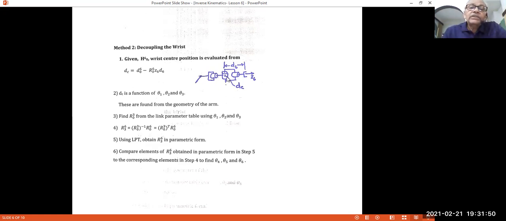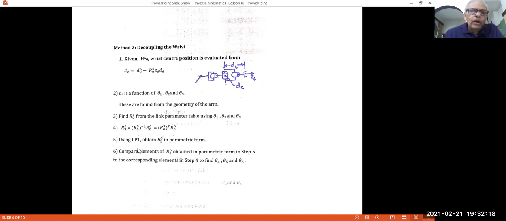Well, but then that position is a function of only the first three joint variables, theta 1, theta 2, theta 3. This location does not depend upon theta 4, theta 5 or theta 6. So once DC data is given, then by some geometric means you can find out theta 1, theta 2, theta 3.